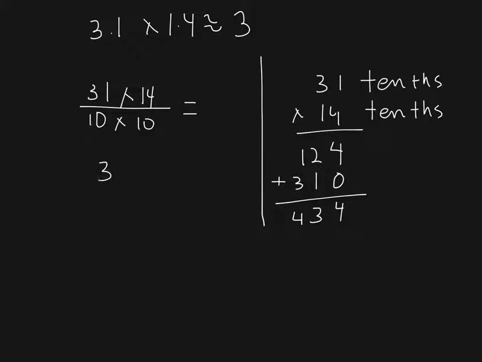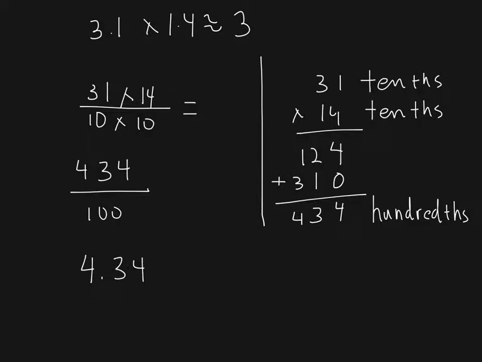And I'm going to go ahead and move over to the left side again now, because I know that it is going to be 434 over 10 times 10, which is 100. And I'm going to move back to the right, and I'm going to label this tenths times tenths equal hundredths. And now I'm going to write both of my answers in standard form as decimals. So 434 hundredths will be 4 and 34 hundredths. And 434 hundredths over here will be 4 and 34 hundredths.